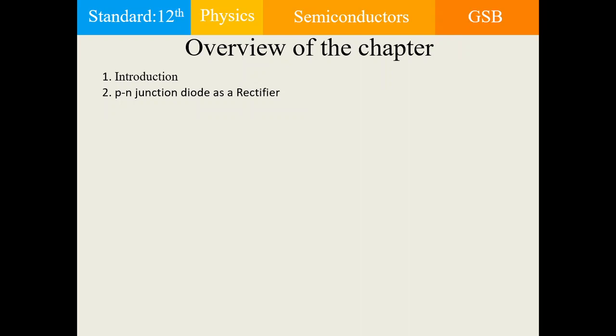The second is the PN junction diode as a rectifier. We have already learned the PN junction diode. We'll be learning the PN junction diode as a rectifier. What is a rectifier? A rectifier is an electric circuit which is used to convert alternating current to direct current, that is, to convert AC to DC. This is called a rectifier. And the PN junction diode is used for rectification purposes, for converting alternating current to direct current. We are going to learn this.